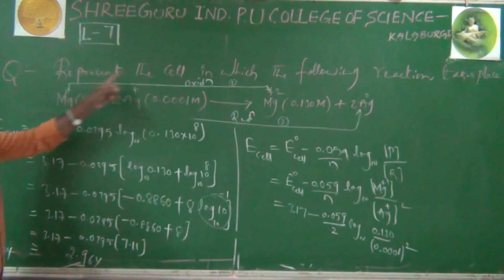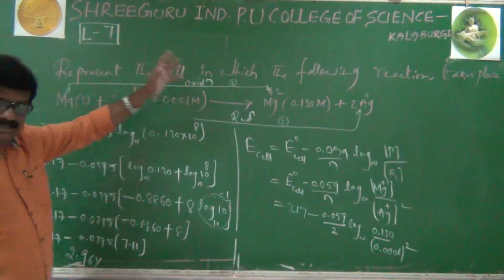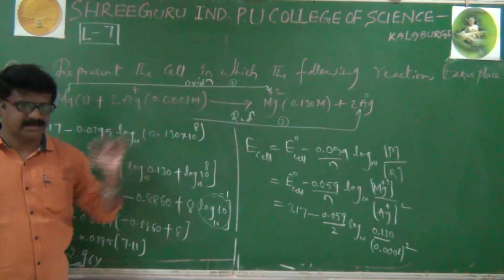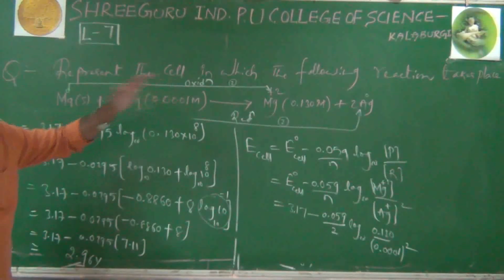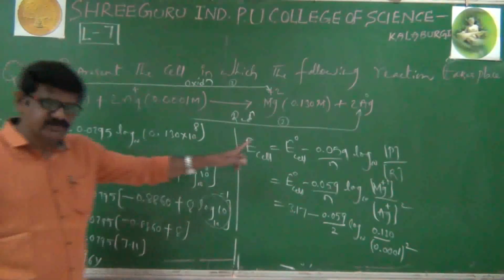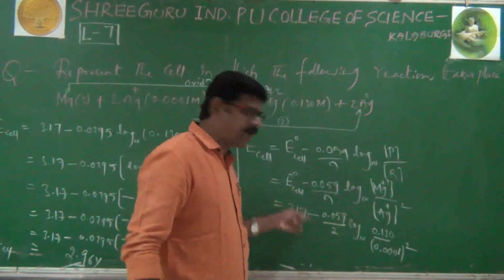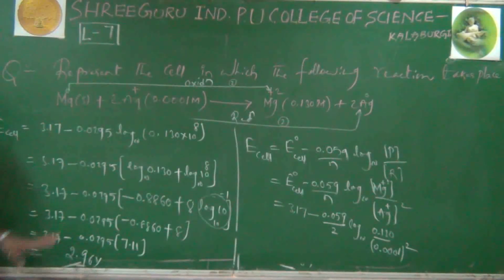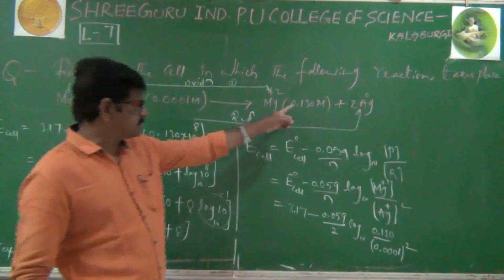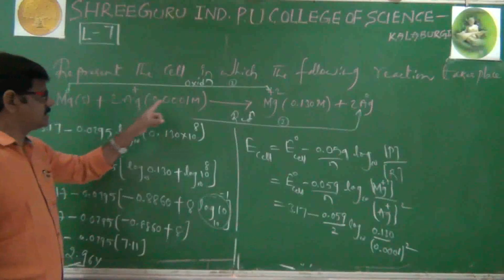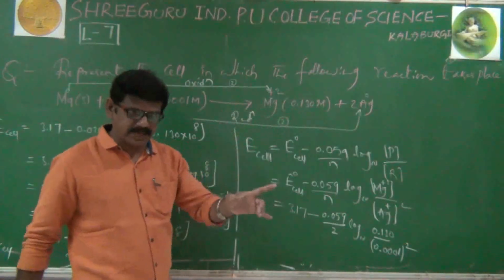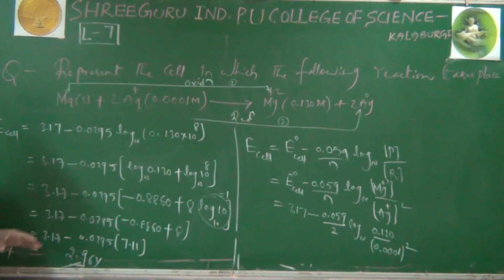Okay, once again to recap: first we wrote the cell notation, by observing the cell reaction, which is undergoing oxidation and which is undergoing reduction. After that, with the help of the Nernst equation formula, we substituted all the values and finally got a cell potential value of 2.96. That means when the magnesium concentration is 0.130 and the silver ion concentration is 0.0001, at these two concentration values the cell potential will be 2.96. That's all.